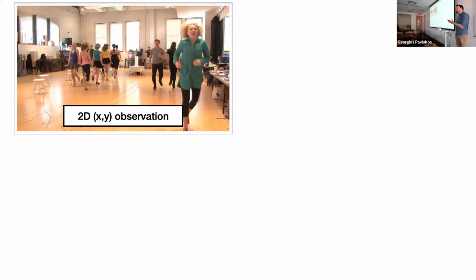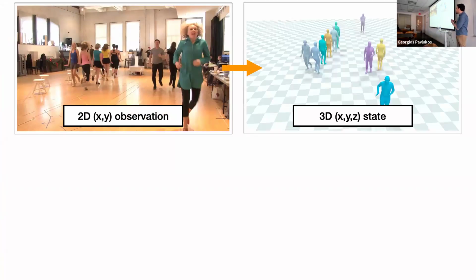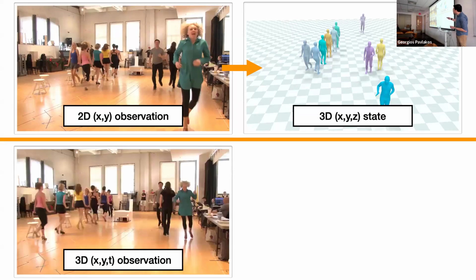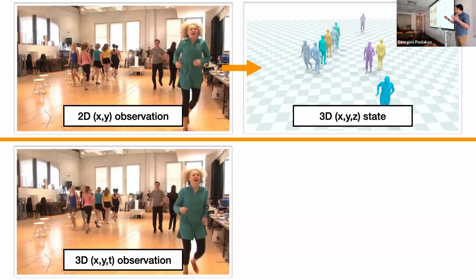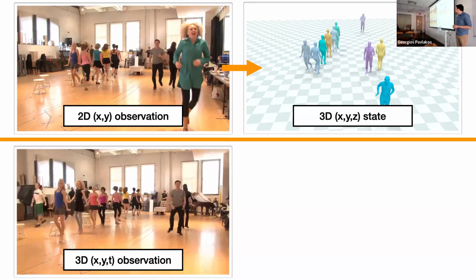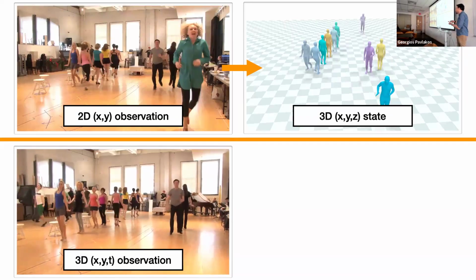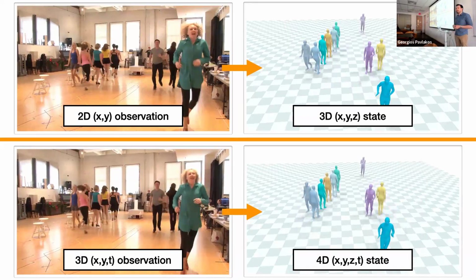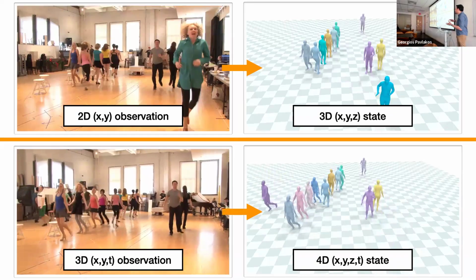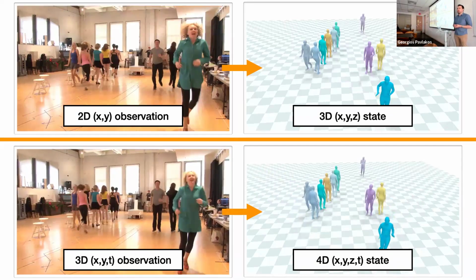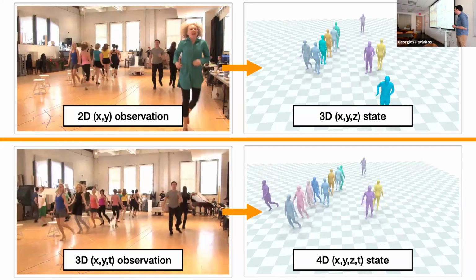Meanwhile, the true state of the world here is 3D. You see how people have 3D bodies and are in different locations in 3D space. You see how they can occlude each other. And this extends similarly to video. In that case, the observation is 3D: you have this spatiotemporal volume of pixels, x, y, t, whereas the true state of the world is 4D. People have 3D bodies and they can move over time, change locations, and also change the pose of their body.